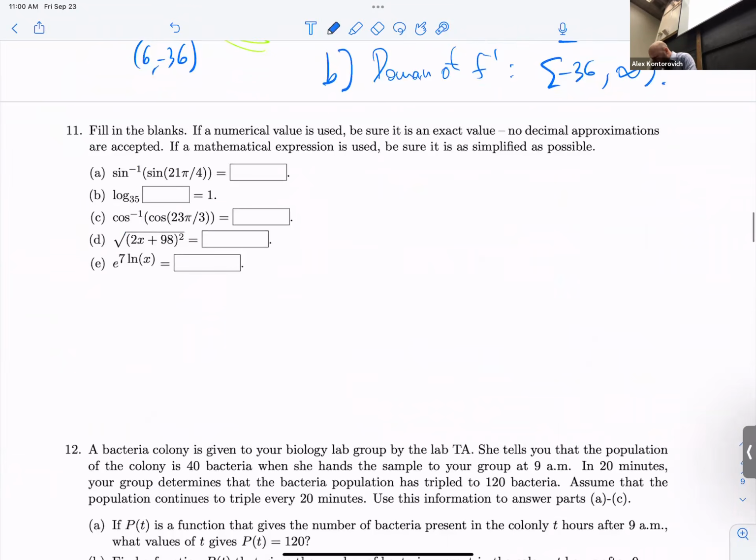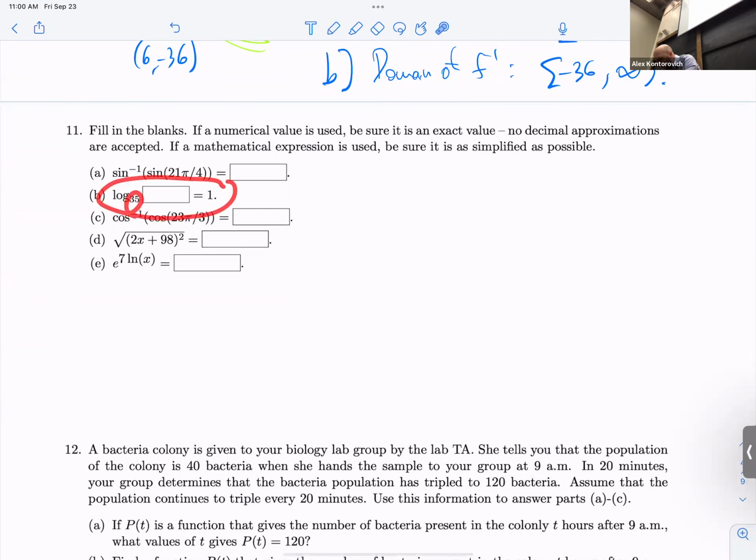Okay, fill in the blanks. I hate these. Sine of 21 pi over 4, sine inverse. Okay, so we have to know. Let me come back. Here's another thing: if there's an annoying problem and you're like, I'm really gonna have to think about this, just move on. Come back to it. There's one that I see that I can answer immediately.